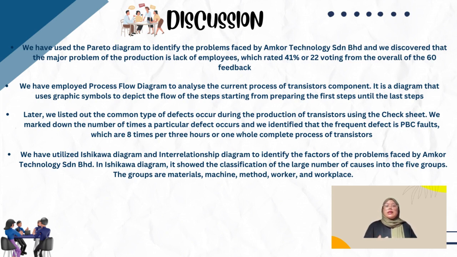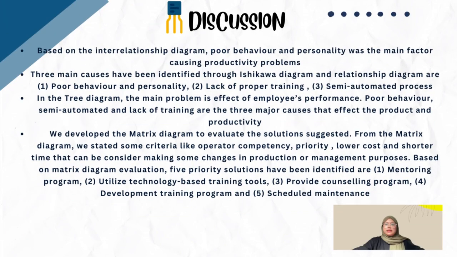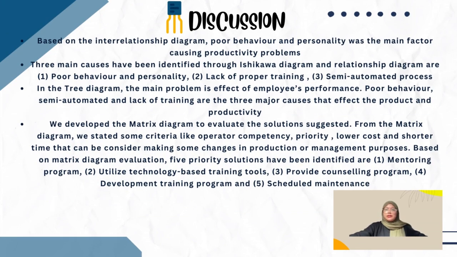We utilized the Ishikawa diagram and interrelationship diagram to identify the factors of the problems faced by Amkor Technology. The Ishikawa diagram shows the classification of a large number of causes into 5 groups. The groups are material, machine, method, worker, and workplace. Based on the interrelationship diagram, poor behavior and personality was the main factor causing productivity problems. The 3 main causes identified through the Ishikawa diagram and interrelationship diagram are: first, poor behavior and personality; second, lack of proper training; third, semi-automated process.